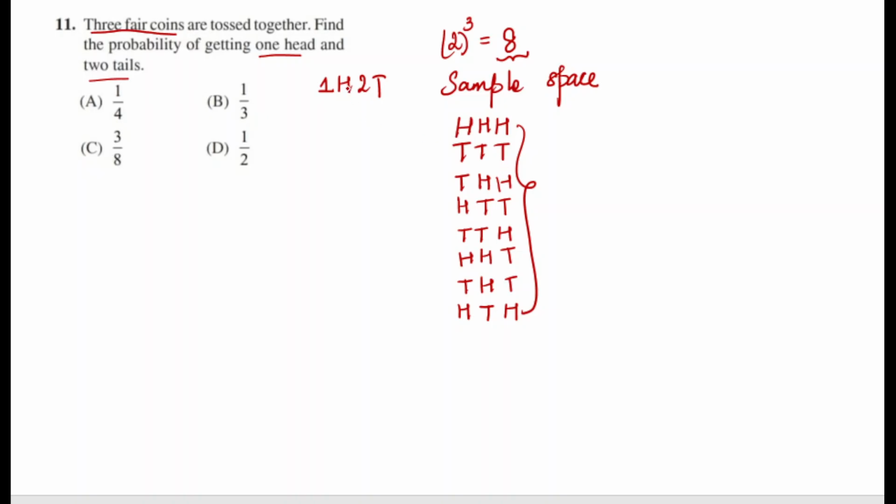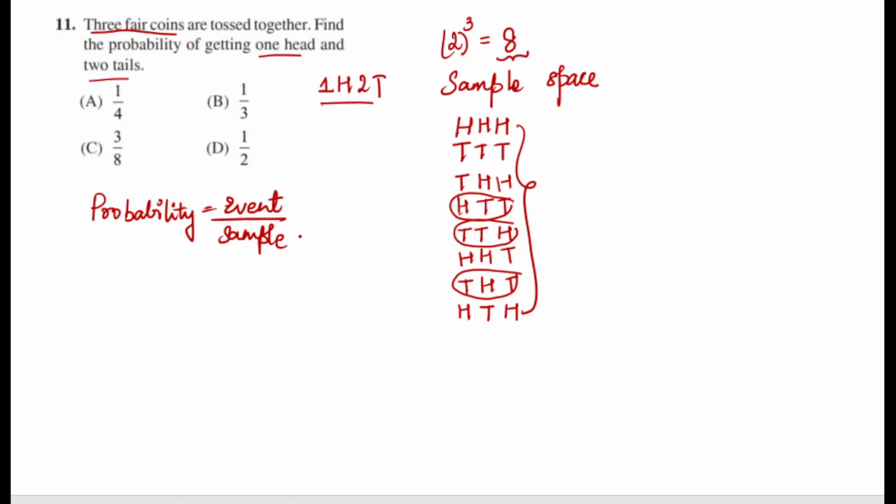Now, they are asking for one head and two tails. This is a possibility, one head and two tails, and here we have another, and here we have another. Any other possibilities? No. In the previous slide, I told you the probability definition is event divided by sample space, right? Now, what is the event here? The event here is 3, meaning one head and two tails. And the sample space is the overall outcomes, that is 8. So 3 by 8 is the right option. Yes. Now, let us proceed to the next question.